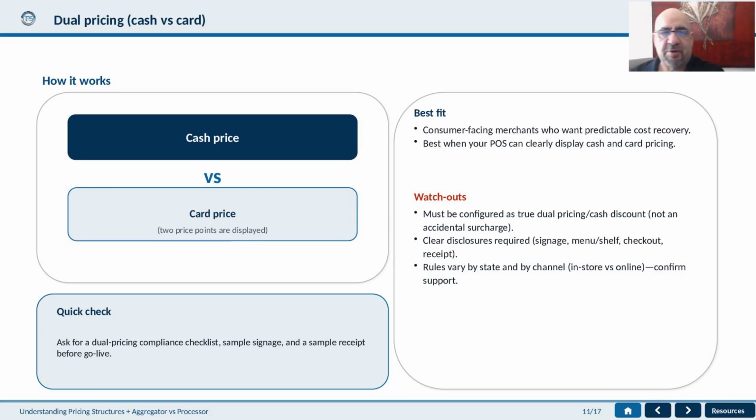It's either a cash price or a credit price. Our systems should show you if it's legitimate. If it's a legitimate setup, your terminal has to have a screen that shows your cash price and your credit card price. There also has to be signage showing that you're marking up your credit card price.